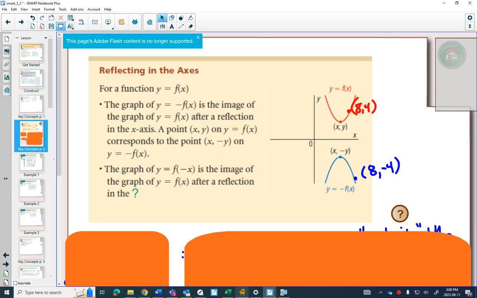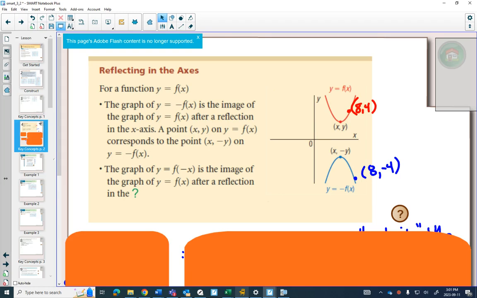And we're going to expand our language a little bit. You know how outside the function was up and down and inside left and right? I'm now going to start describing up and down as something that's vertical, left and right as something that's horizontal. So now we have a negative outside of the function, and we call this a vertical reflection because it's moved vertically.